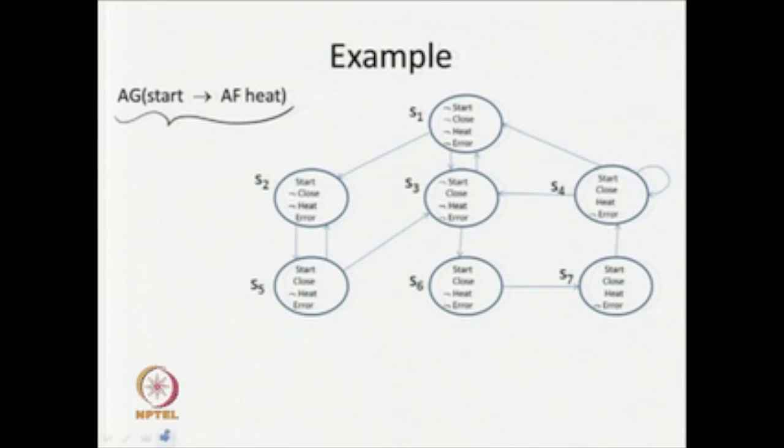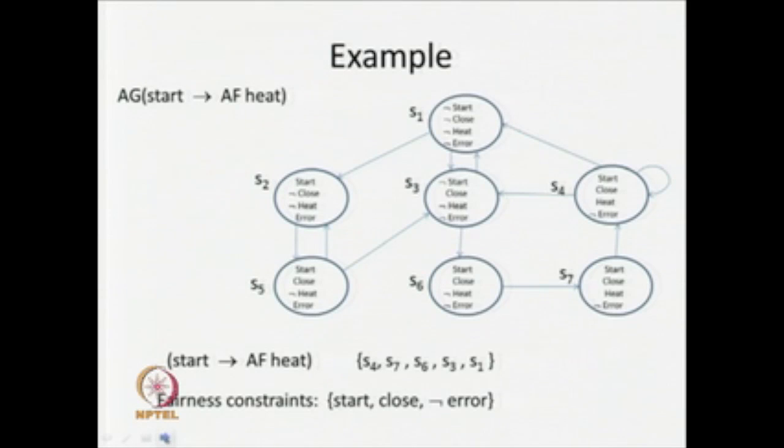So, how are we going to do this? With the help of a fairness constraint. What will be the fairness constraint over here? Start, close and not of error. That means when it goes to the start and close situation, it should not go into the error condition. So C is a set of fairness constraints, where I have psi 1, psi 2, psi 3 as my fairness constraints: start, close and not of error. And we are going to look for AG start implies AF heat.